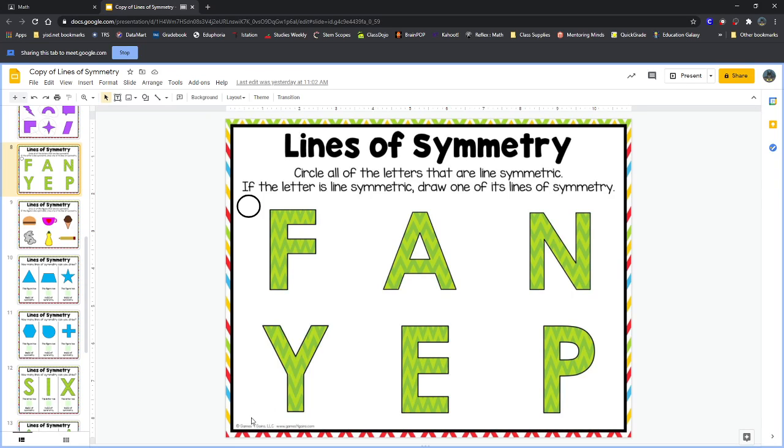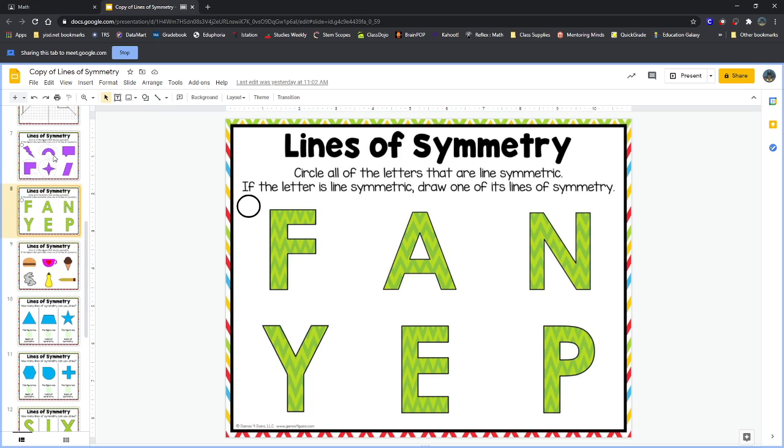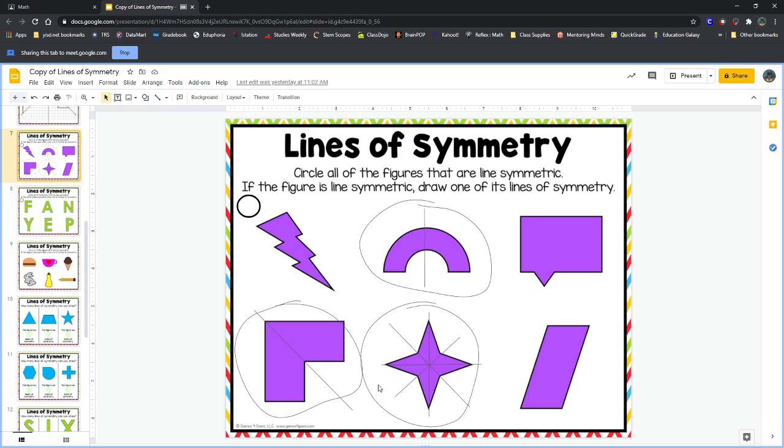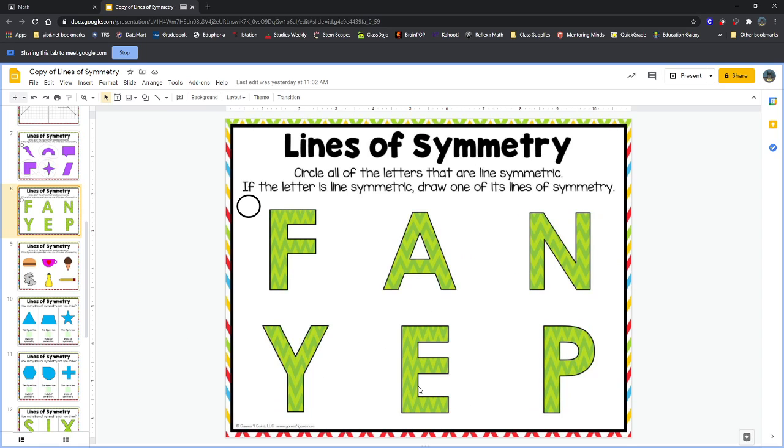Slide number 8 says circle all of the letters that are line symmetric. If the letter is line symmetric, draw one of its lines of symmetry. So this is very similar to slide number 7, where we had to look at the symmetry for the shapes, except this time we're looking at letters, seeing if we can find lines of symmetry in letters.